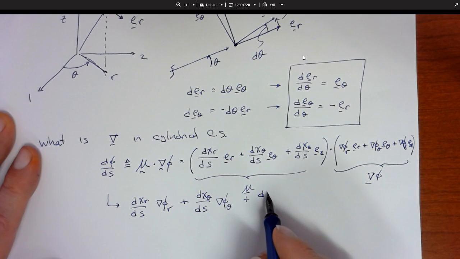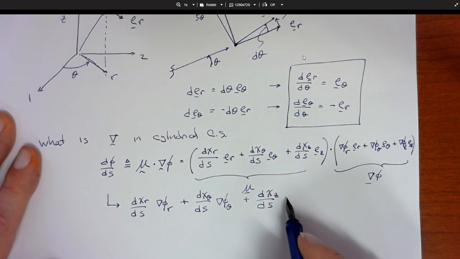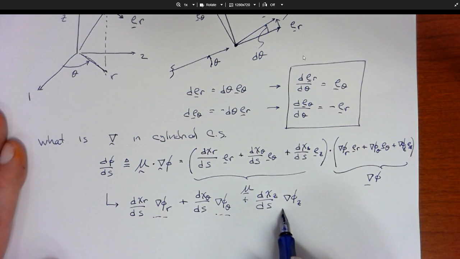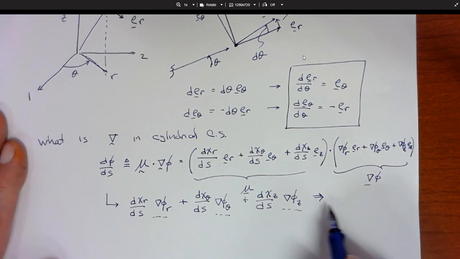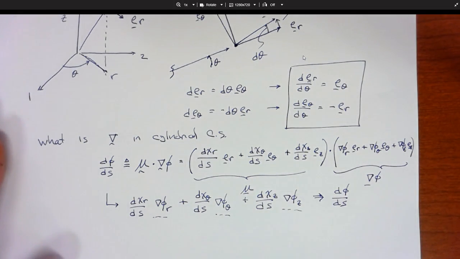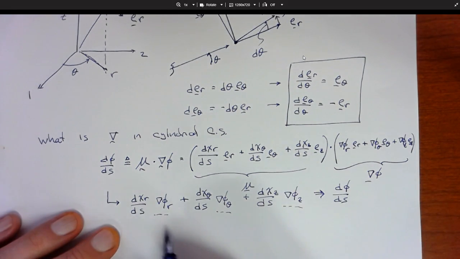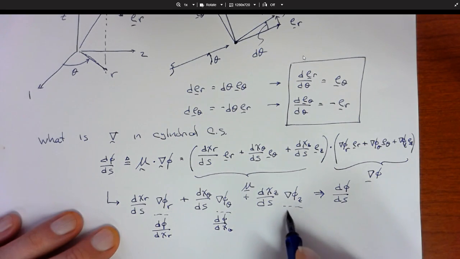and then dxz ds times the z component of grad phi. So I want to find this quantity, this quantity, and this quantity such that this equals d phi ds. And if you think about this, we want these to cancel so that everything goes to d phi ds. So this should be d phi dxr, this one should be d phi dx theta, and this one should be d phi dxz.